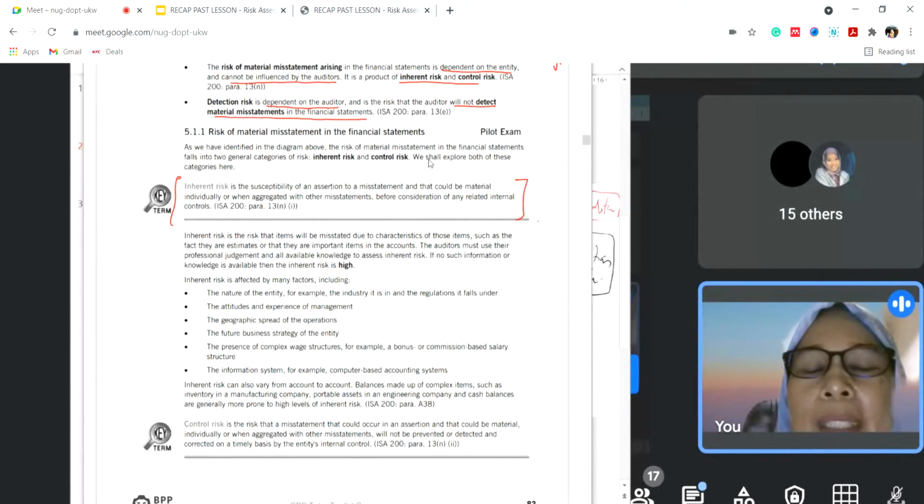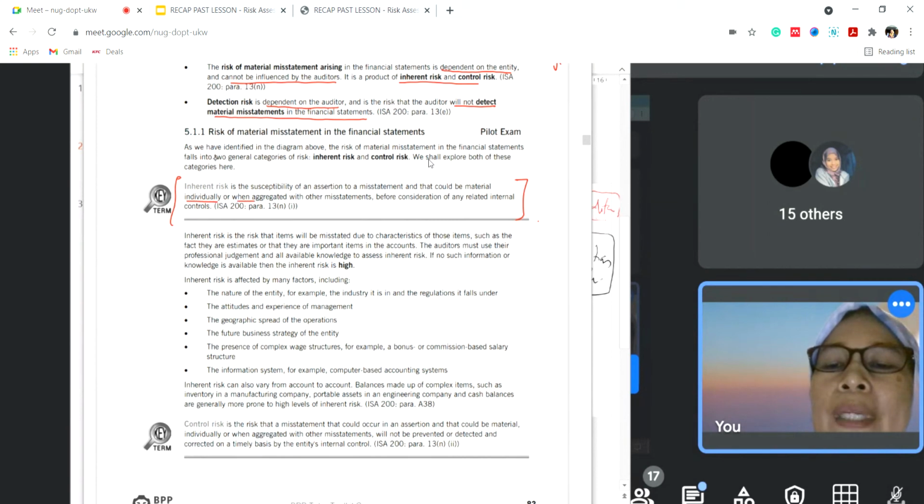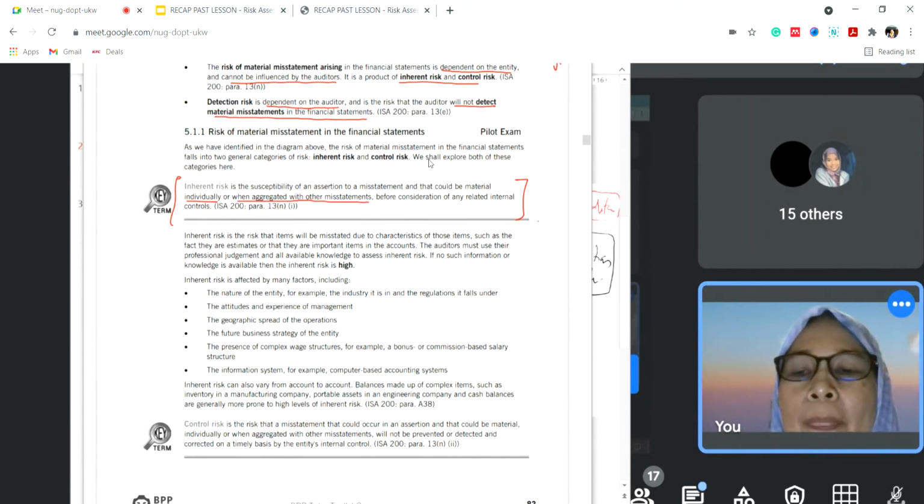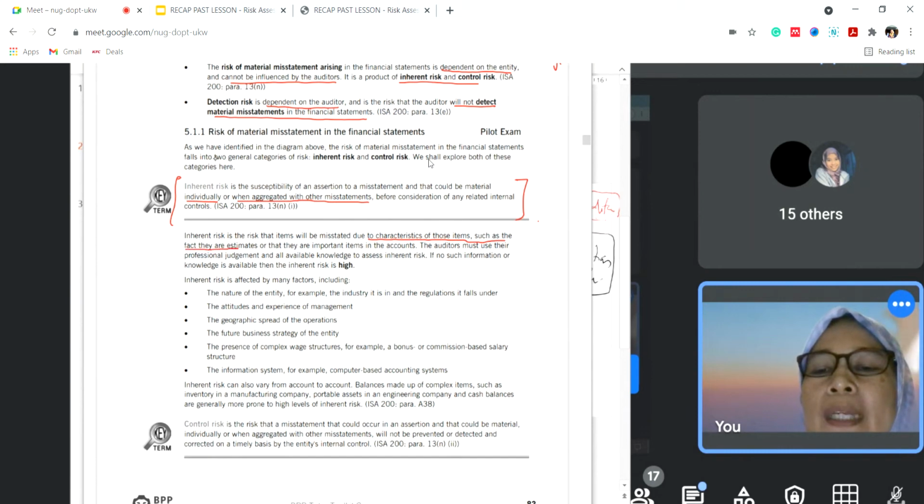This means when you look at the misstatement due to the inherent risk, you have to look at it individually or when it is aggregated with other misstatements. What is the example? Inherent risk is the risk that an item will be misstated due to the characteristics of those items, such as the fact that they are estimates or they are important items in the account. What should the auditor do? The auditor must use their professional judgment and all available knowledge to assess inherent risk. If no such information or knowledge is available, then the inherent risk is high.